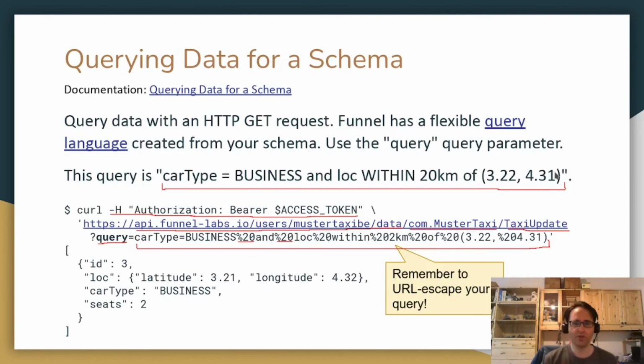So that's an example of a query being sent to the system, and what you get back is a JSON array of results. In this case, we found a single record. It's that record we actually uploaded in the previous example, and that's it.